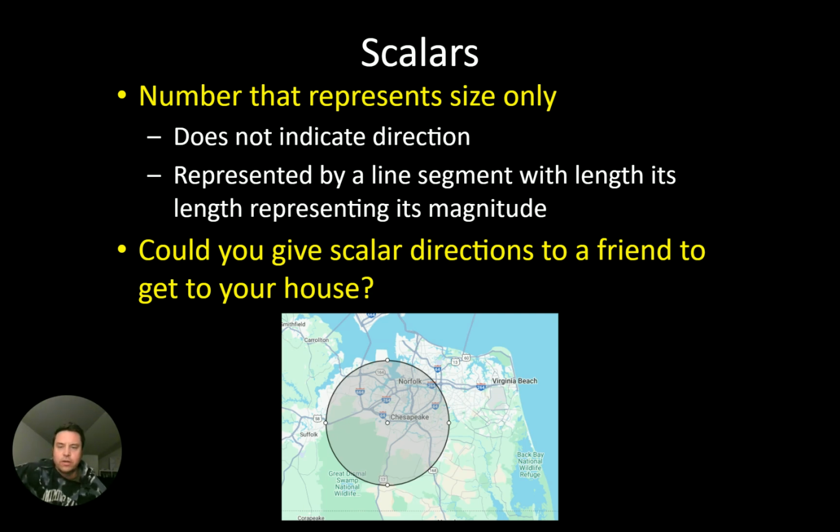Could you give scalar directions to a friend to get to your house? No. Here right in the center, I put where I teach. I can tell you I live 10 to 15 miles away from where I work, but that could be anywhere, right? I can't give the direction. Sorry, my throwing in south, I should not have done. So I could live anywhere on this circumference, right? That's not helpful. You can't give someone, oh, drive 10 miles, you'll find my house. That doesn't work because you could go which way 10 miles.